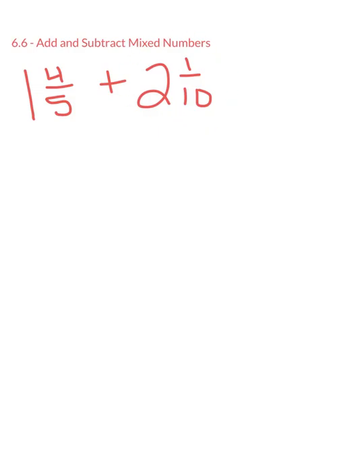I'm also going to rewrite the problem vertically, or up and down, because a lot of students find it easier to solve problems like this when they're written up and down.